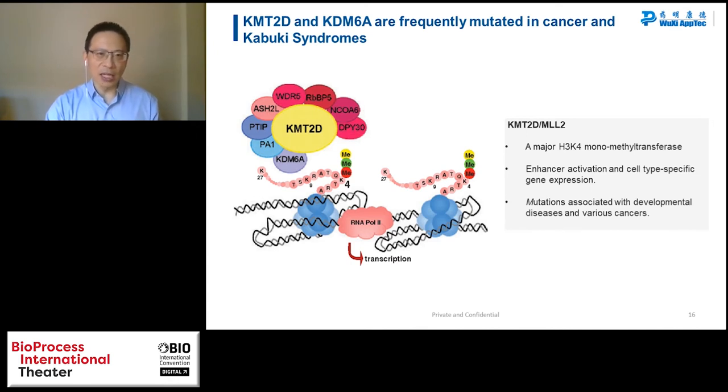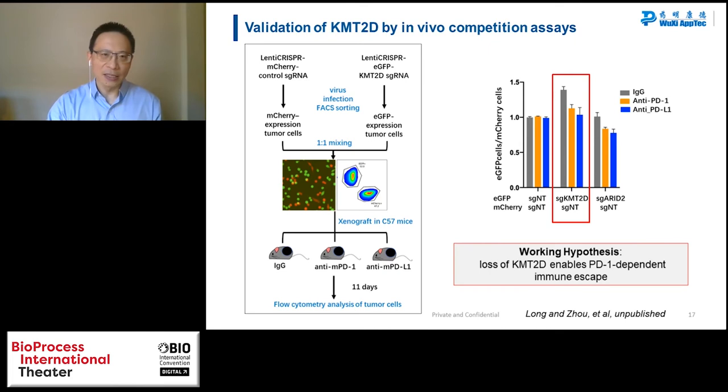KMT2D and KDM6A are frequently mutated in human cancers and in a rare genetic disease called Kabuki syndrome. KMT2D in particular is a major histone H3K4 monomethyltransferase required for enhancer activation and cell type specific gene expression. So to validate KMT2D as a sensitizer to PD-1 immunotherapy, we performed this in vivo competition assay.